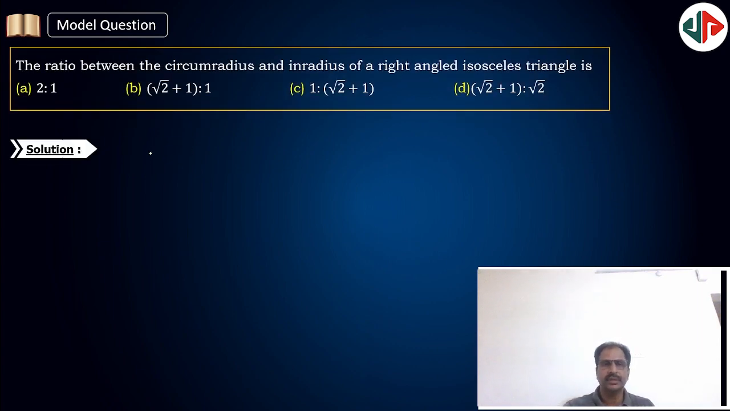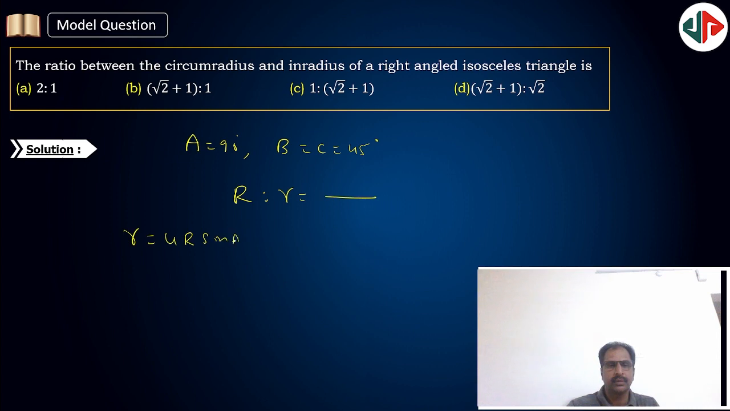Next, the ratio between circumradius capital R and inradius small r of a right angled isosceles triangle. Right angled isosceles means one angle is 90, the other two angles should be equal to 45 degrees. And the question is finding the ratio of capital R and small r. Capital R is circumradius, small r is inradius. For that, all angles are known to us. Small r is equal to 4R sin A by 2 sin B by 2 sin C by 2, the formula we have between small r and capital R.